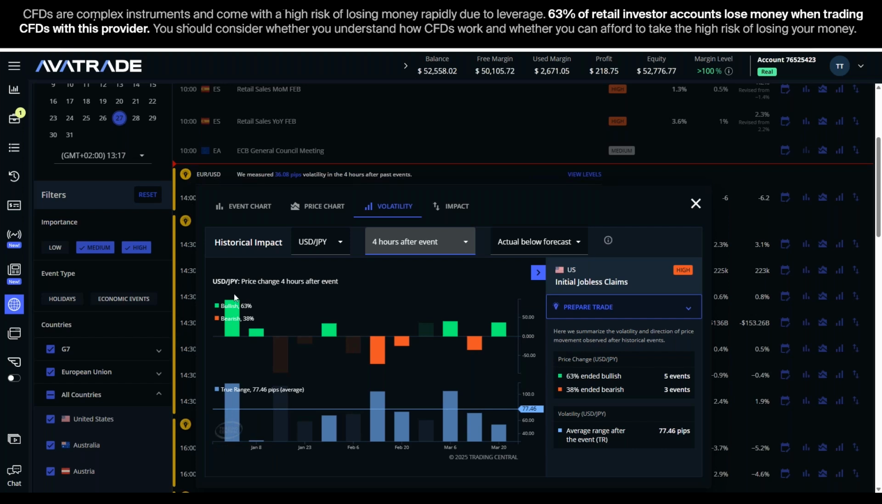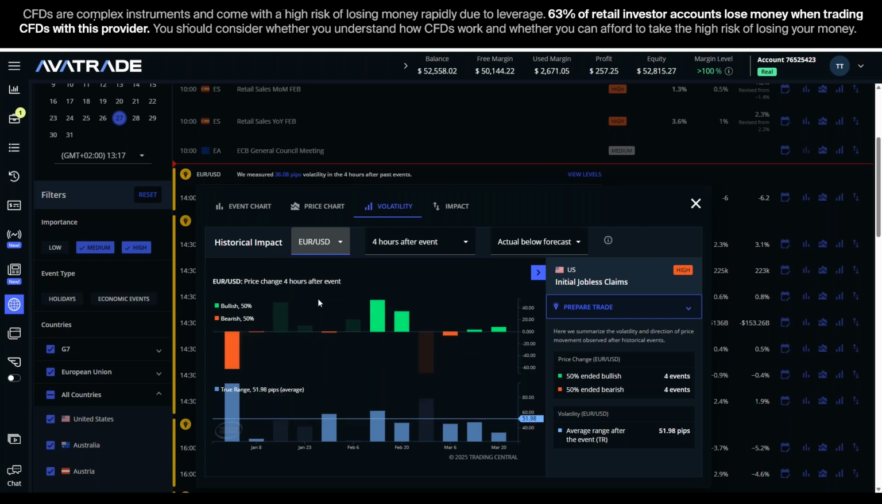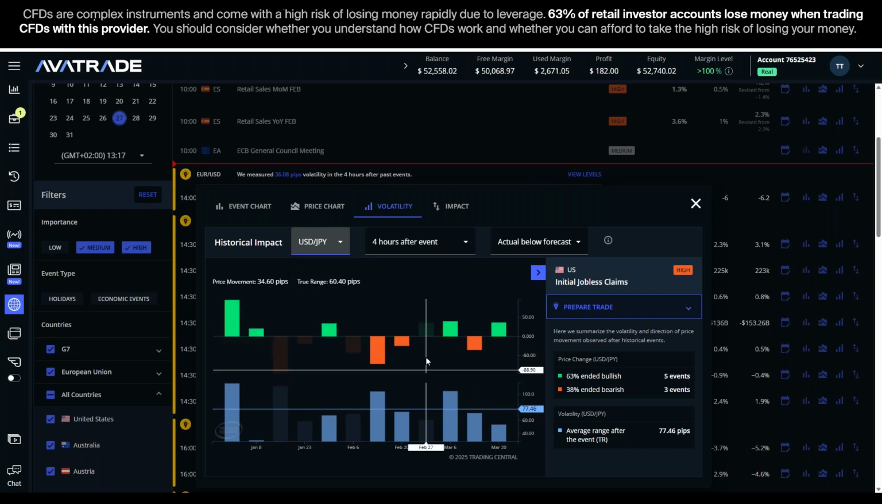Okay, we could check and see, what about Euro USD? Maybe the movements are more predictable or larger. Not the case. Below forecast, it's 50-50 with Euro USD. With the USD JPY, we had better predictability. Okay, 63% up.